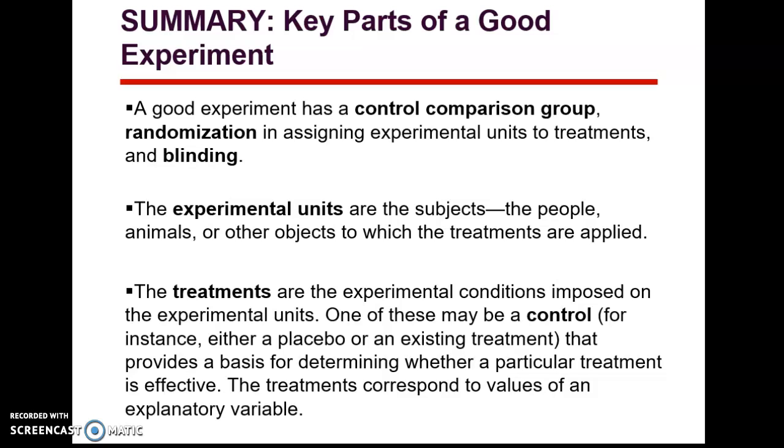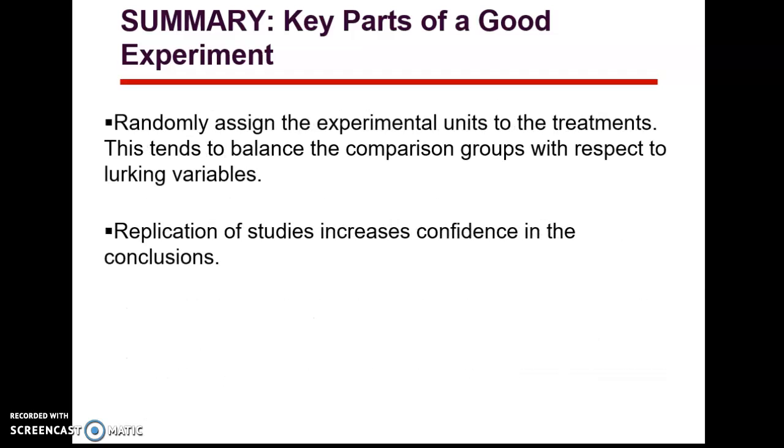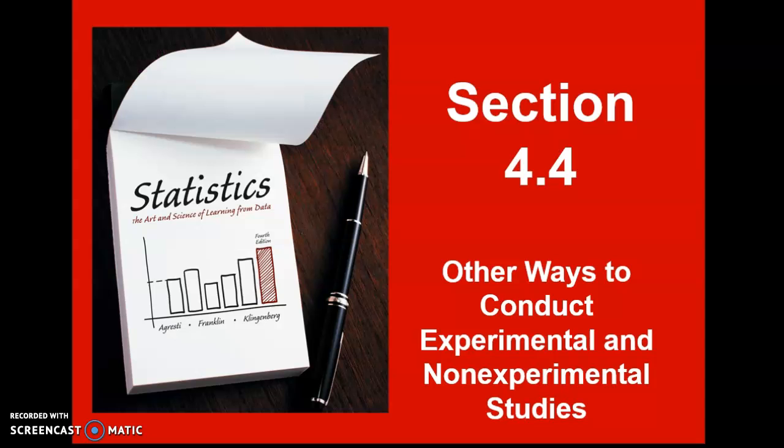So you need a control group. Those are the people taking a placebo or getting the usual treatment. And the treatments themselves are the experimental conditions. So if I'm giving one a medication and one not, those are the two treatments. You randomly assign the experimental units to it, and if someone else does the same study, he gets the same results, that is a positive indication.